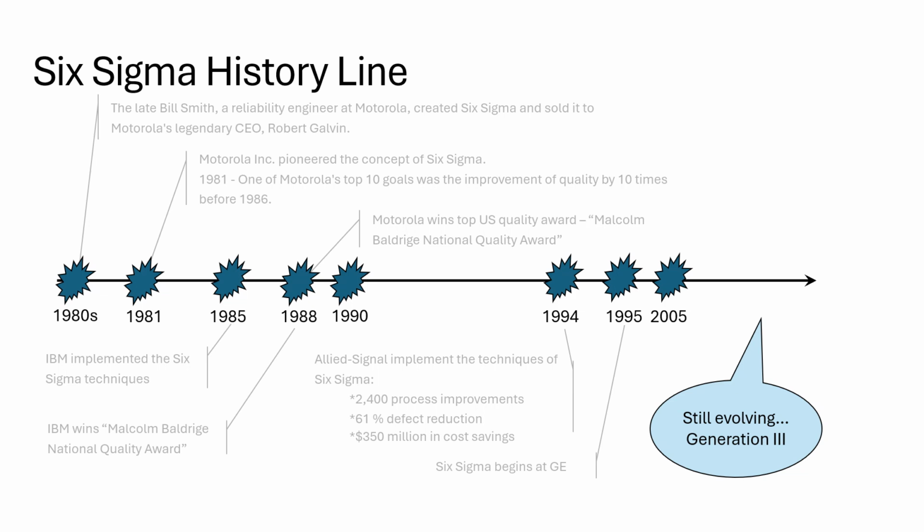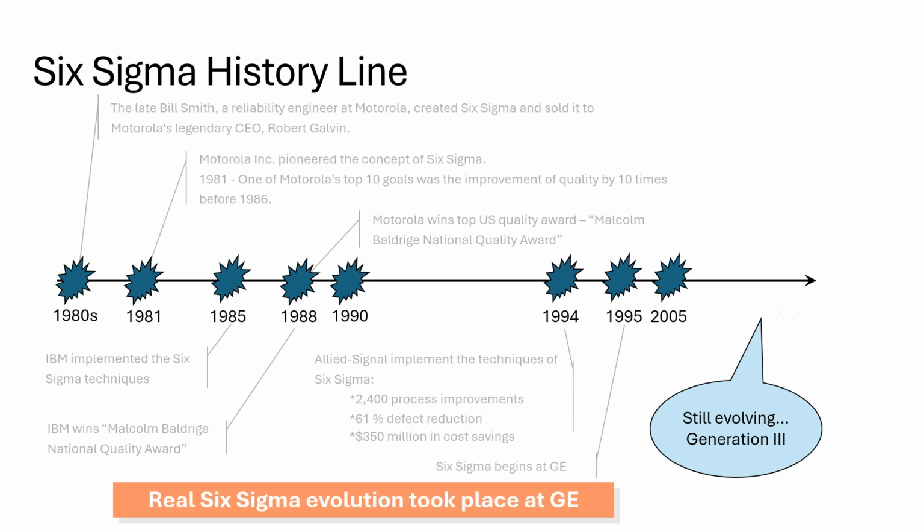Especially when you see someone like Jack Welch took it from a 25 billion organization and turned it into 90 billion customer driven, extremely profitable, quality company. Real Six Sigma evolution took place at GE.